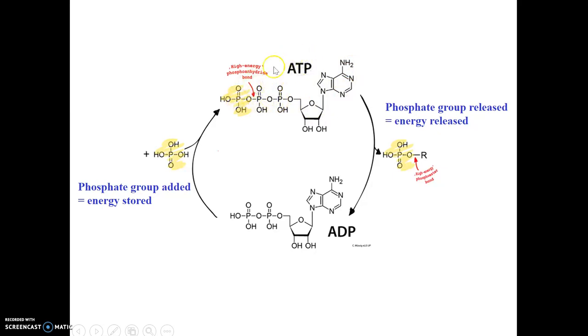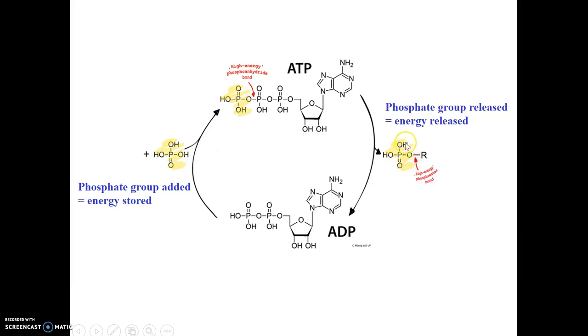Now, when the cell uses ATP for energy, a phosphate group gets released. So the bond between the second and third phosphate group is broken. When bonds get broken, energy is released. And that energy is what the cell uses to move proteins, to help with active transport, and anything else that the cell needs energy for. So ATP loses its third phosphate, that bond gets broken, the energy is released, and the cell uses that.